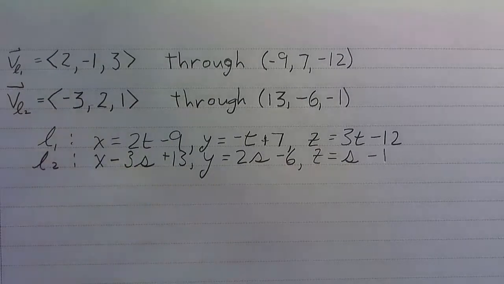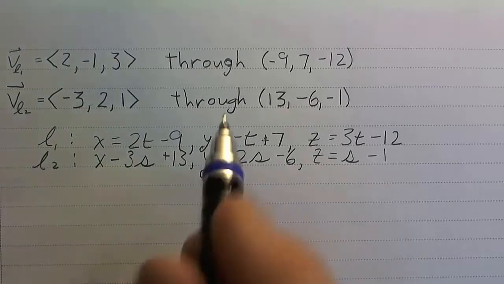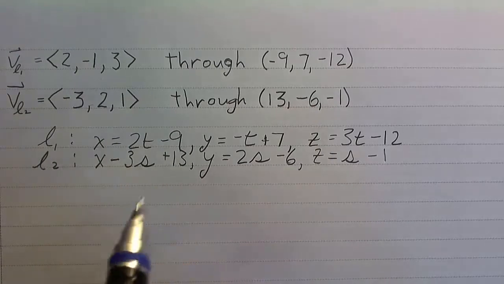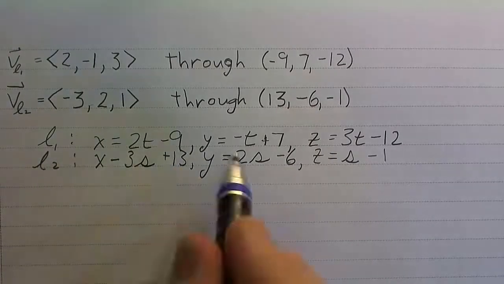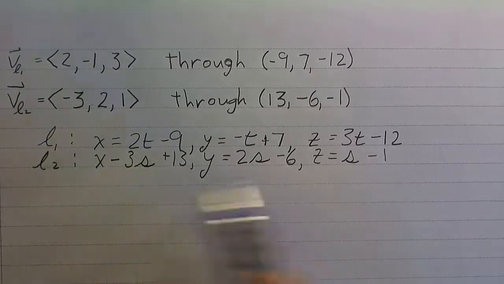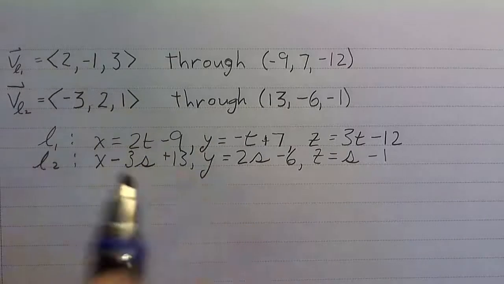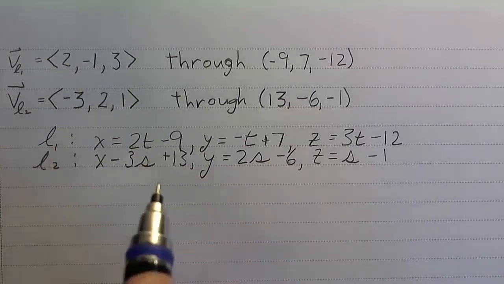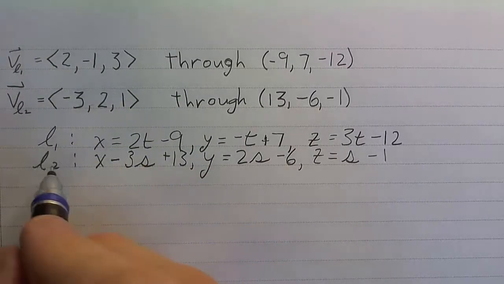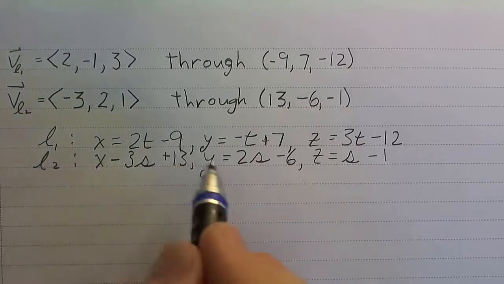These are two different lines, and we want to determine if they intersect. In other words, is there any point that they share? So here's what we need to do. The way we can proceed with this, we use the x's and the y's first. We don't have to. We could use the y's and the z's, but we want to use two of the coordinates to determine if line 1 and line 2 share any common x's and y's.